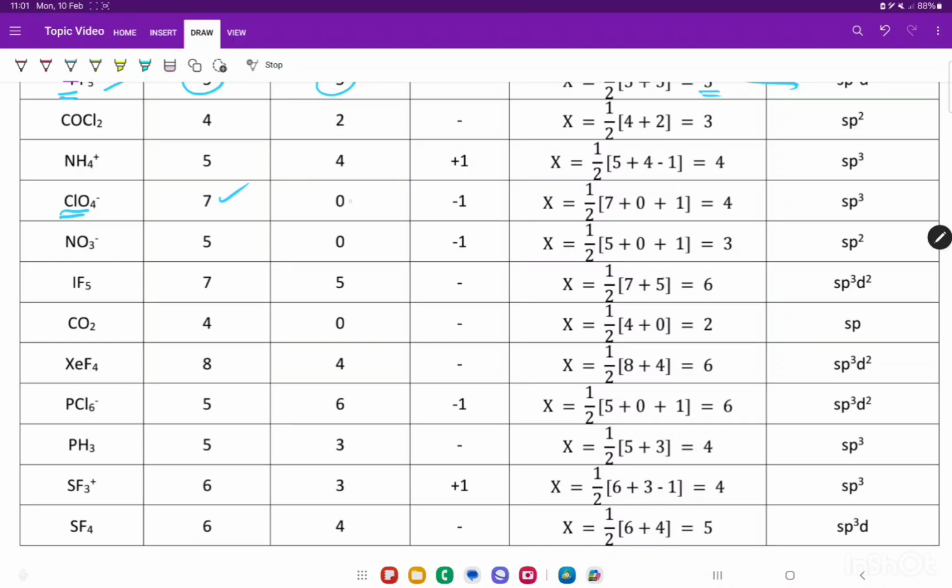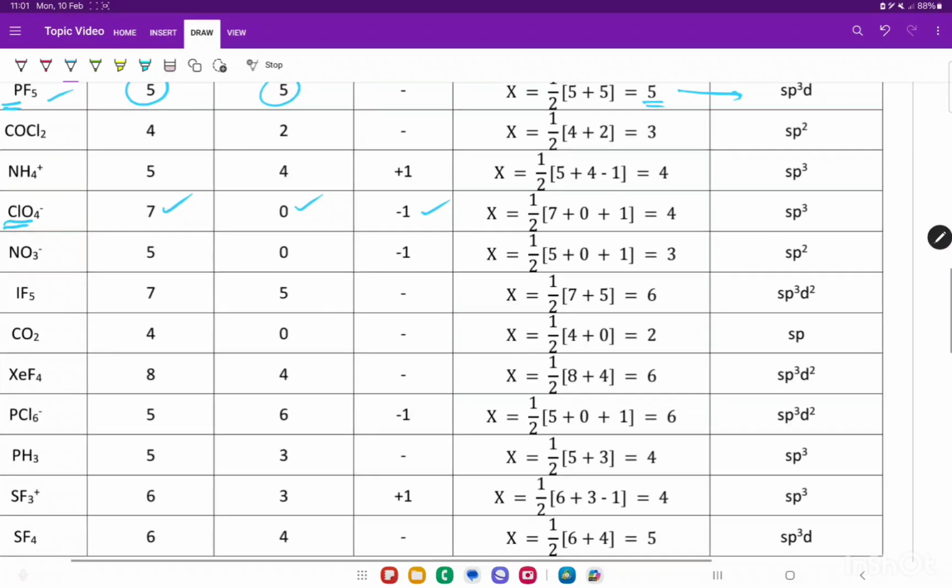Okay. ClO4 minus, the central atom is chlorine, which has 7 valence electrons. Surrounding atoms are oxygen, which are divalent, therefore I will add only 0. And the negative charge is 1. When the charge is minus 1, then we'll add. What will be the answer? x equals half of 7, which is the valence electrons, plus 0, no monovalent atom, plus charge, which is 1. Negative is added up. x comes out to be 4, hybridization is sp3.